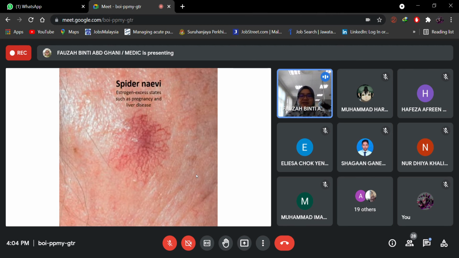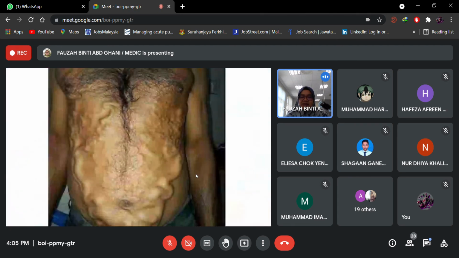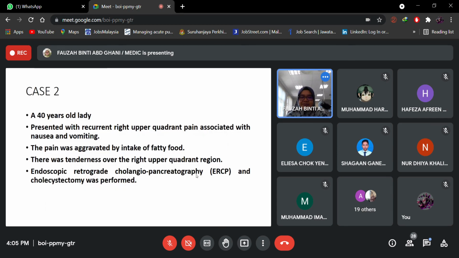Okay, so this is because of the estrogen excess. Not only liver disease, but pregnancy can also result in spider nevi. Okay, this is the palmar erythema. So again, related to the excess estrogen. Okay, and this was the caput medusae that I was mentioning earlier. Okay, the dilated abdominal veins.